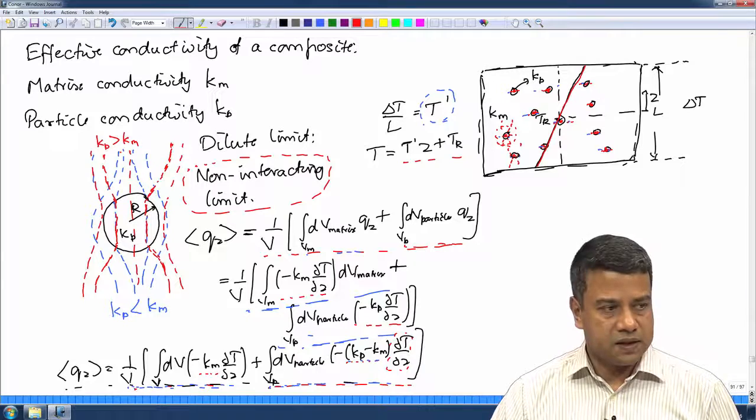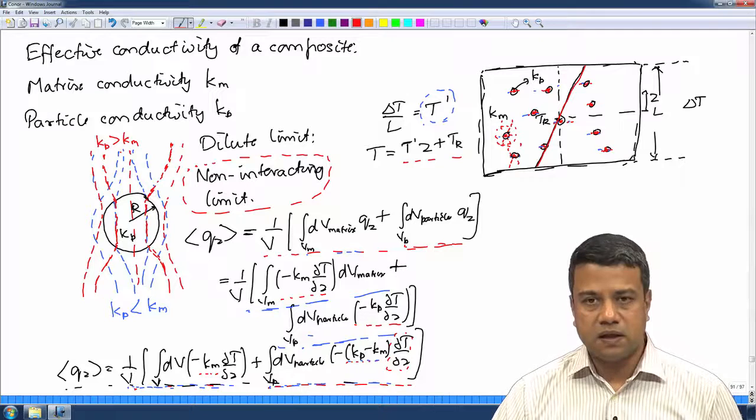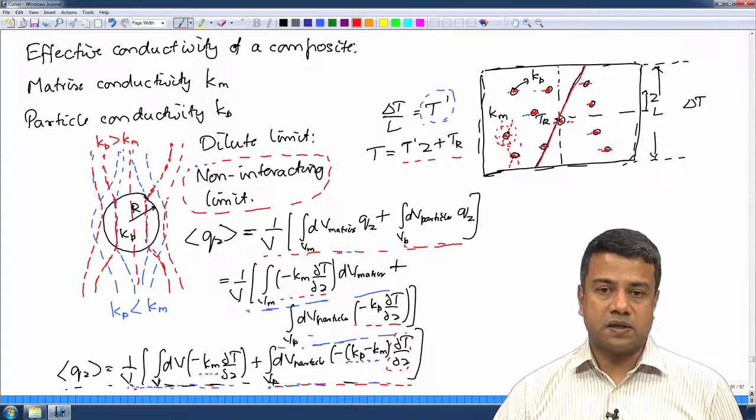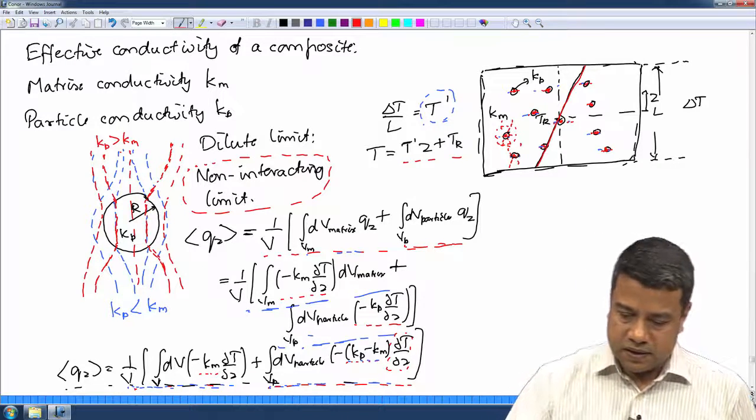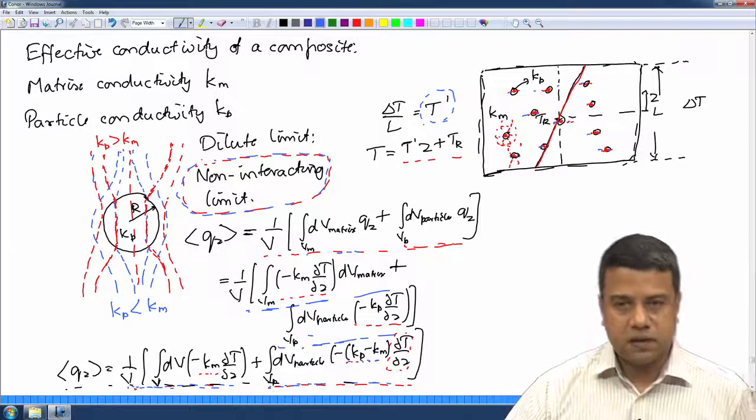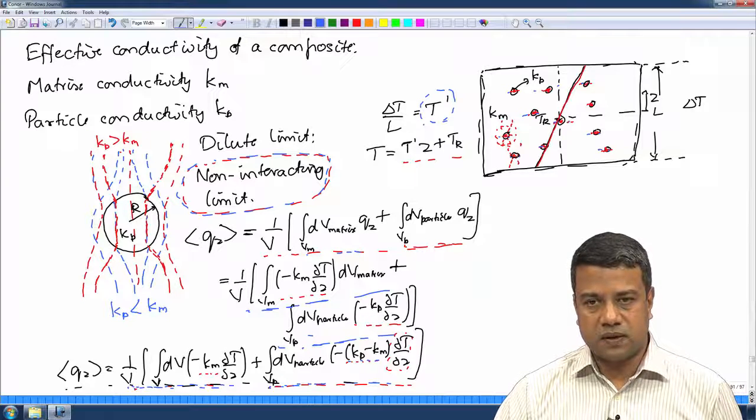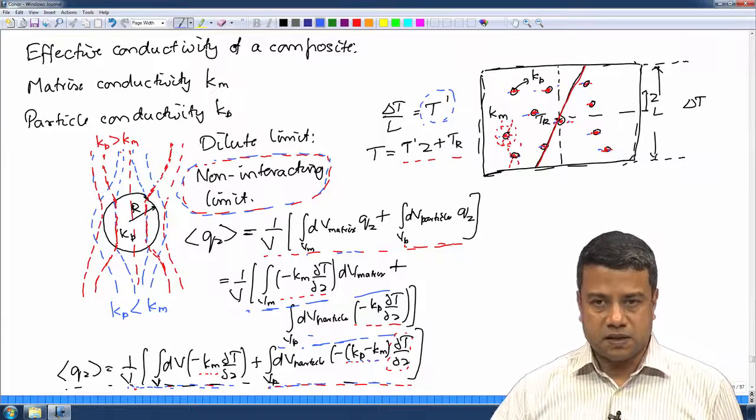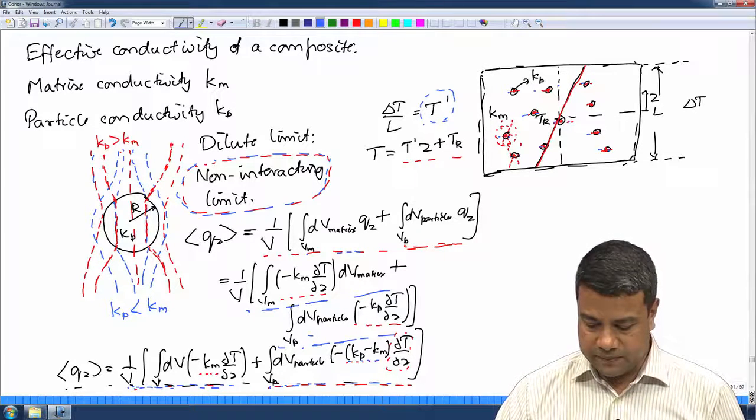This calculation had two components. The first was to calculate the average flux in terms of the temperature distributions, and then the second was to calculate the temperature distribution itself around a single particle. We had considered this in the non-interacting limit, where the temperature field around one particle does not affect the temperature disturbance around another particle. The fact that you are disturbing the temperature at one location, that disturbance decays sufficiently fast that it does not affect the temperature at another location.